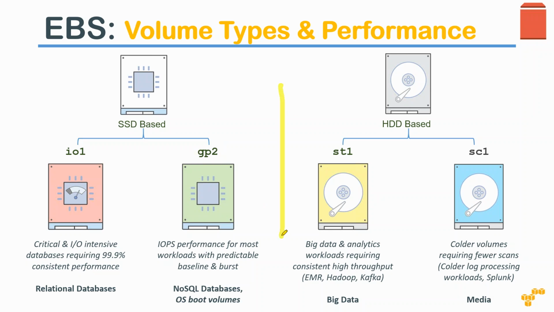When you come to this side of the screen, you have the spinning magnetic disks, which are relatively slower when you compare them to the SSD disks. And then here you have two categories. One is optimized for big data, and another one is optimized for, I'm not sure what it is optimized for, media. Yeah, streaming media.